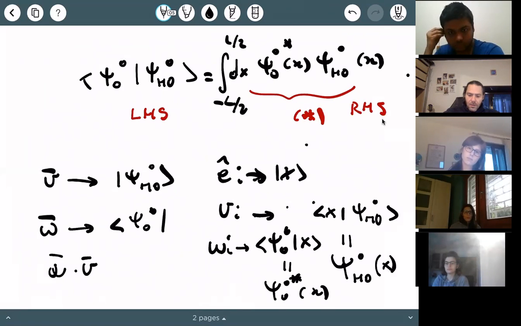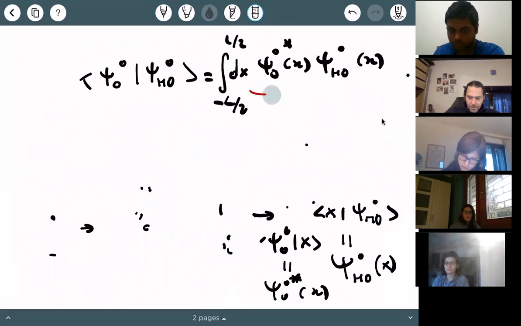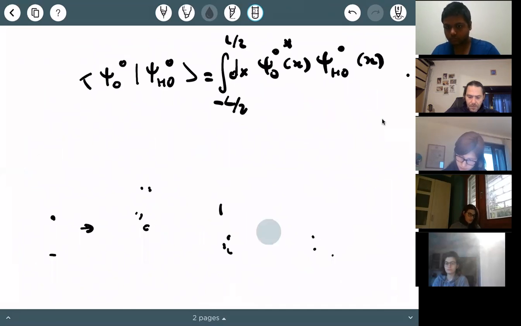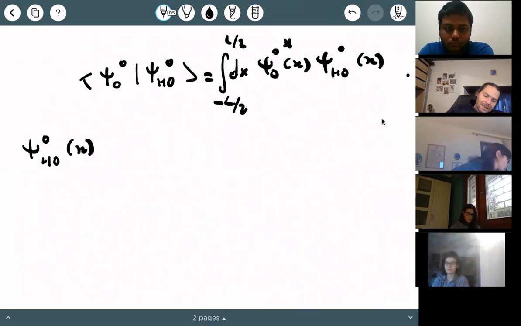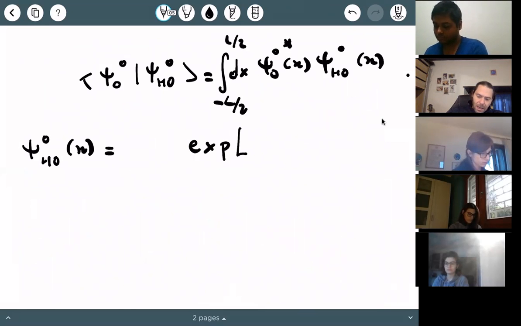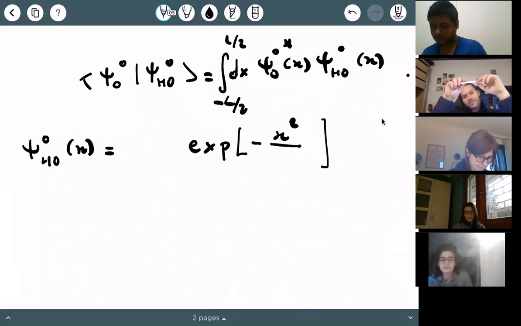Good. So let's do this. Let me erase here. Now, I don't have my notes with me. Somebody has the notes. So I'd like you to tell me exactly the structure of the ground state wave function of the harmonic oscillator, please. I know it's a Gaussian. I know it contains x squared. Please tell me what is in the normalization and in the variance of this Gaussian.